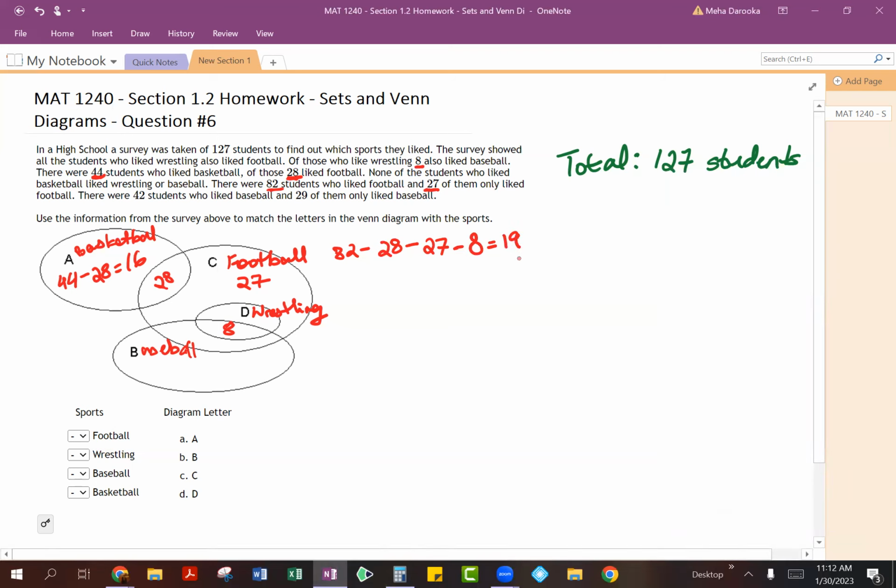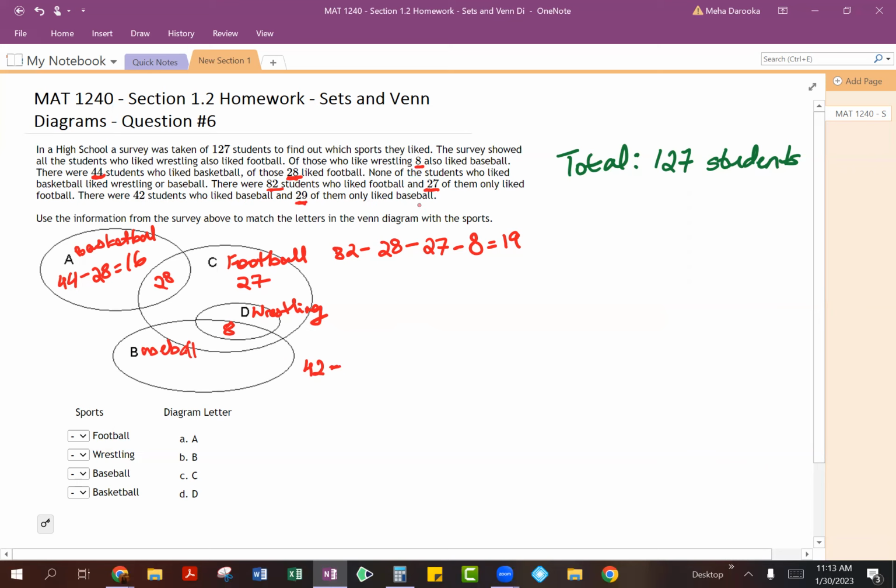However, that is not complete yet, and I'll tell you why. Because they're telling us the last part, which is there are 42 students who liked baseball, and 29 of them only liked baseball. So actually, that's wrong. There are 42 students who liked baseball. Okay, so total of 42 who like baseball. Let's move it closer so we know we're talking about baseball students here. Okay, so 42 who like baseball, and 29 of them only like baseball.